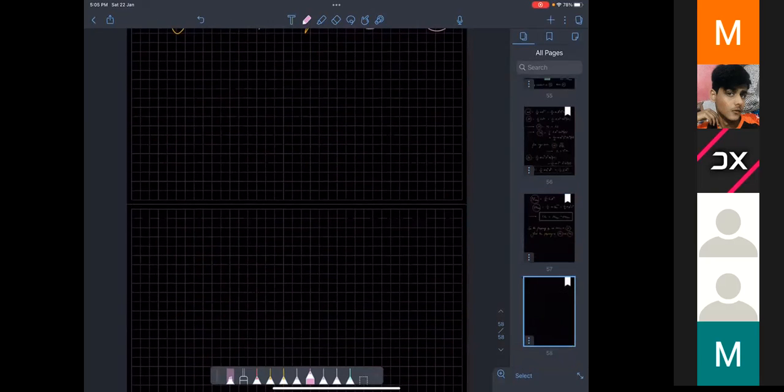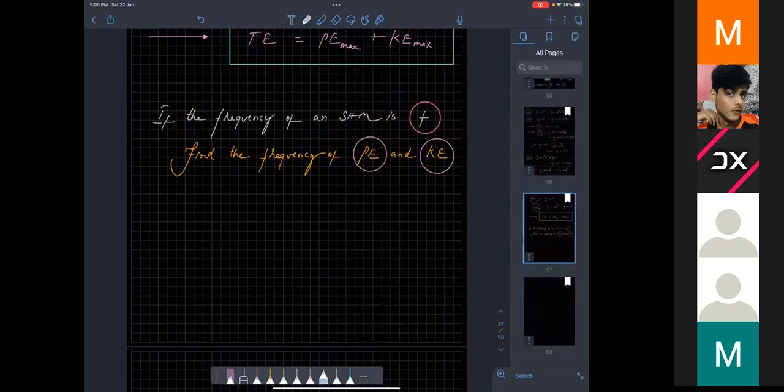What is the frequency in SHM? Okay, instead of frequency, let us write 1 by 2 pi under root k by m. If the angular frequency of an SHM is omega, find the angular frequency of potential energy and kinetic energy. It will be a little bit easier.